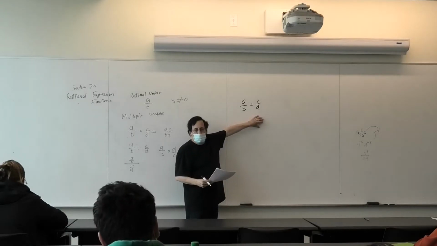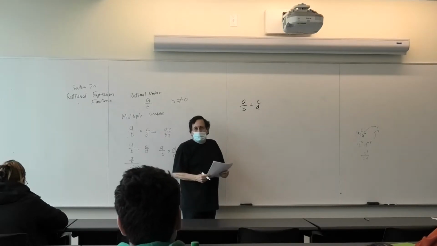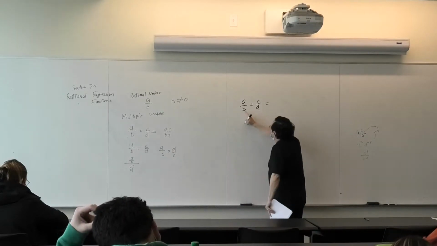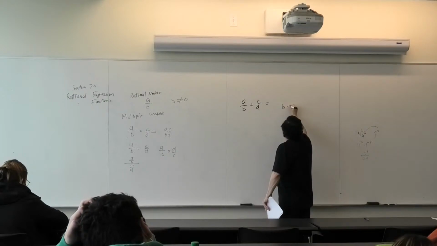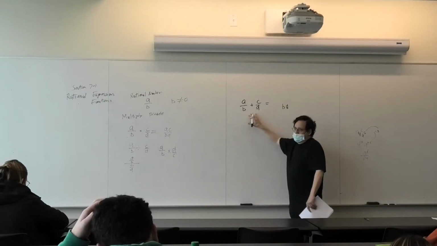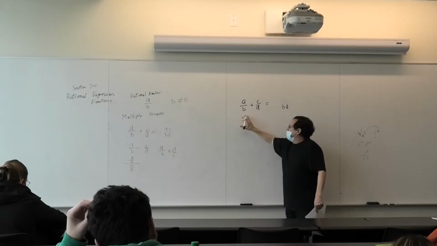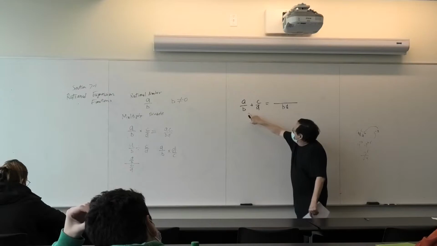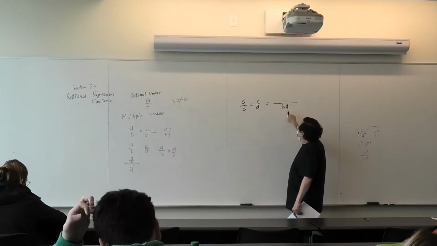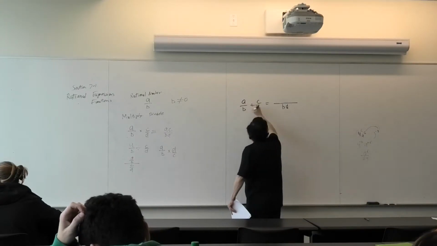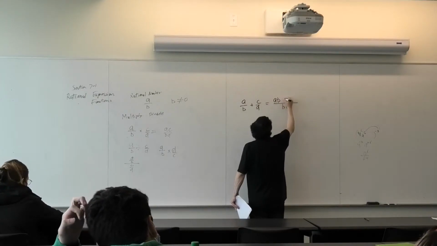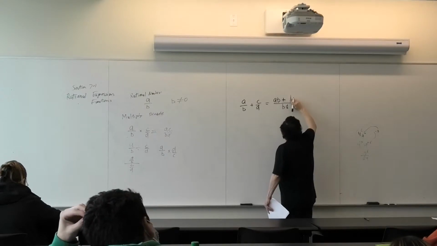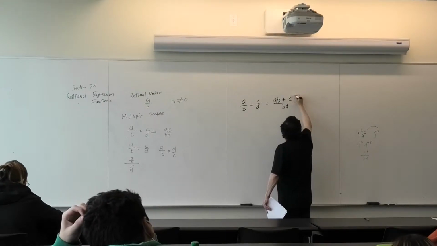I need a common denominator. So in the worst case, I can use the common denominator b times d. If b and d are the same, it's easy. If they have common factors, it can be easier. But worst case, I can always use a common denominator of bd, in which case a over b becomes ad and c over d becomes cb.